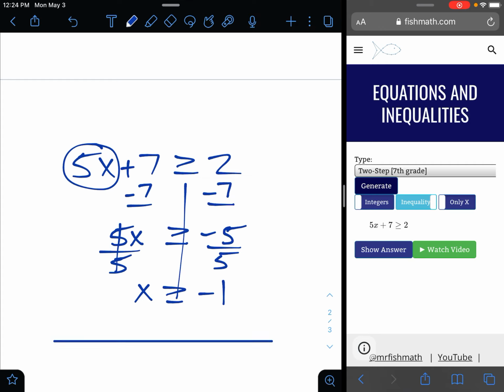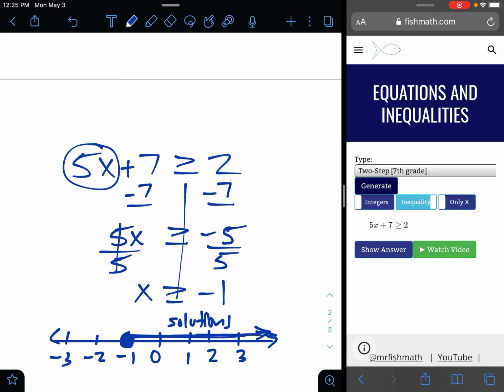When we go to graph this on the number line, I'm going to put 0 in the middle this time. 1, 2, 3. Negative 1, negative 2, negative 3. So at negative 1 will be the circle. The symbol is equal to, so we're going to fill in this circle. And this time it's greater than or equal to negative 1, so we're going to go to the right with our arrow. All of our solutions are to the right of negative 1 or including negative 1. These are all of our possible solutions. So 2 works, 3 works, etc. Anything that's bigger than or equal to negative 1.